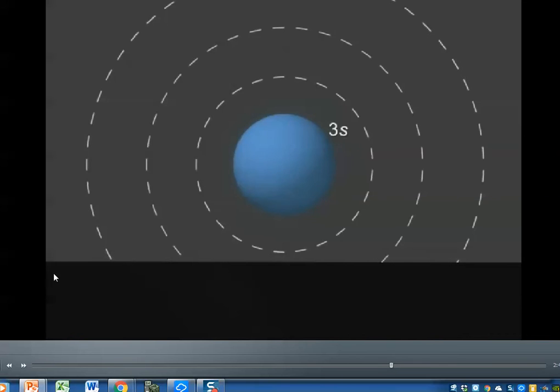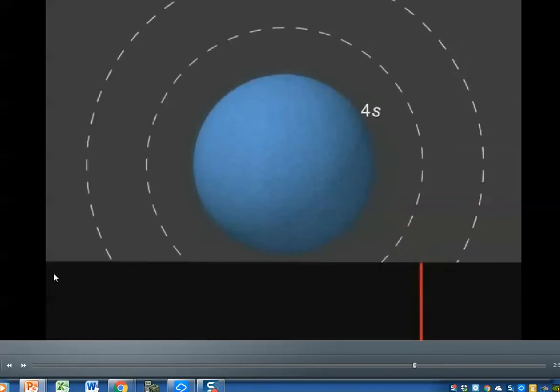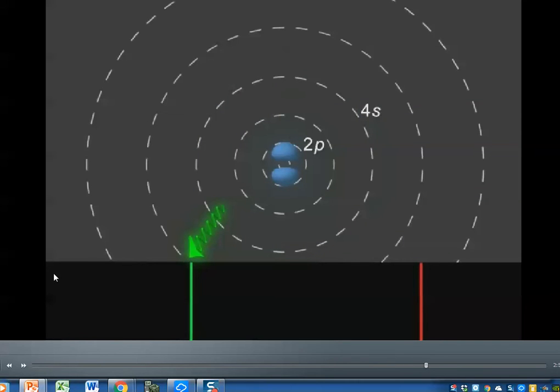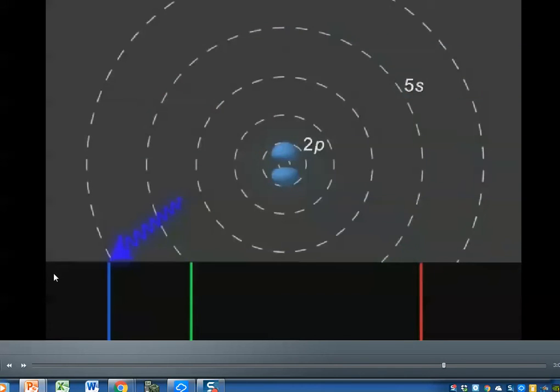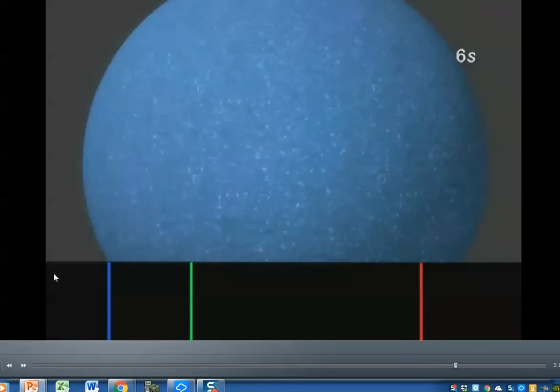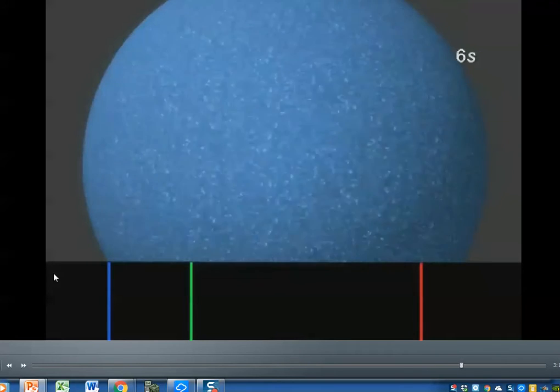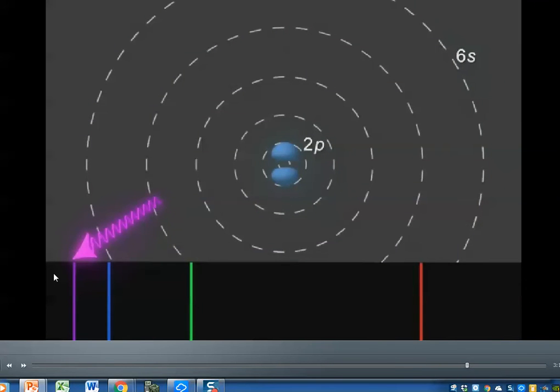The lowest energy transition is from the 3s to the n equals 2 level, and the emission is a photon of red light, which has the longest wavelength. More energy is emitted with the transition from the 4s to the 2p, and it appears as a photon of green light. A still higher energy transition occurs from the 5s to the 2p, and the emission is a photon of blue light. And the highest energy transition occurs from the 6s to the 2p, which appears as a photon of violet light, whose wavelength is the shortest.